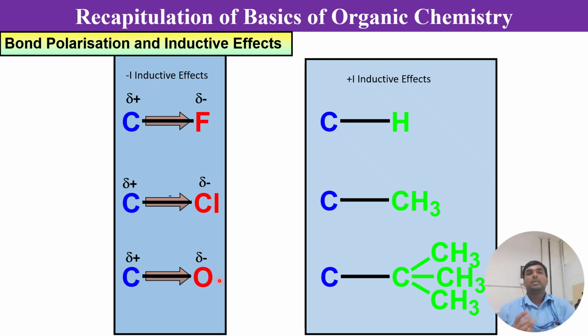But if we have carbon attached with hydrogen, methyl or tertiary butyl group, they are donating groups because they are pushing the electron density. They don't have an electronegative atom. As a result, they have a positive I effect, whereas electronegative atoms have a negative I effect because they are electron withdrawing.